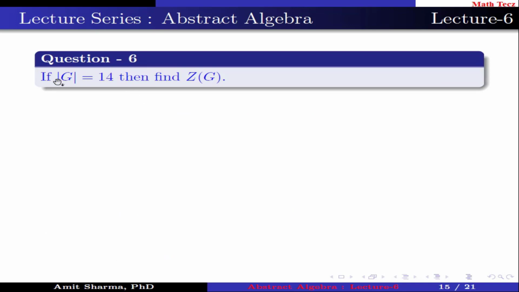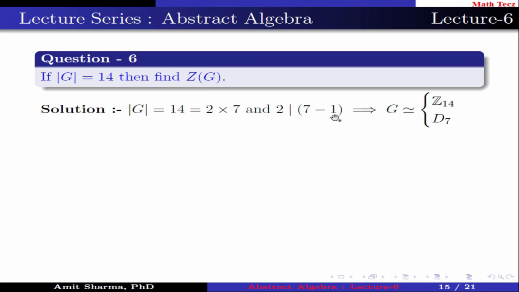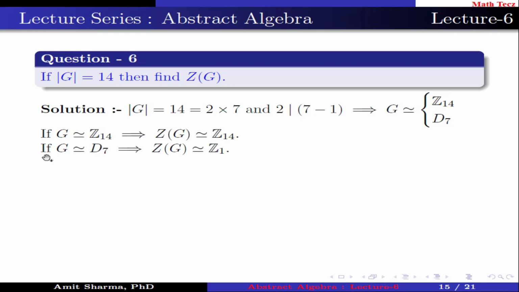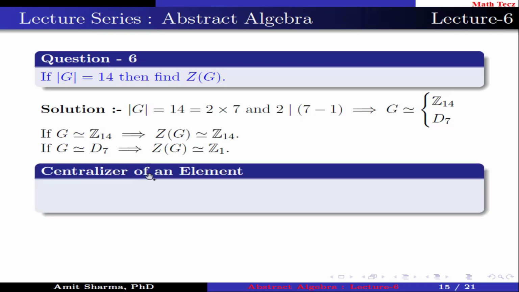Question number 6. If the order of G is 14, then find the center of G. The order of G is 14, which can be written as 2 times 7, and 2 divides 7 minus 1, which implies G is either isomorphic to Z14 or isomorphic to D7. If G is isomorphic to Z14, then the center of G is isomorphic to Z14. If G is isomorphic to D7, then the center of G is isomorphic to Z1. Next is the centralizer of an element.